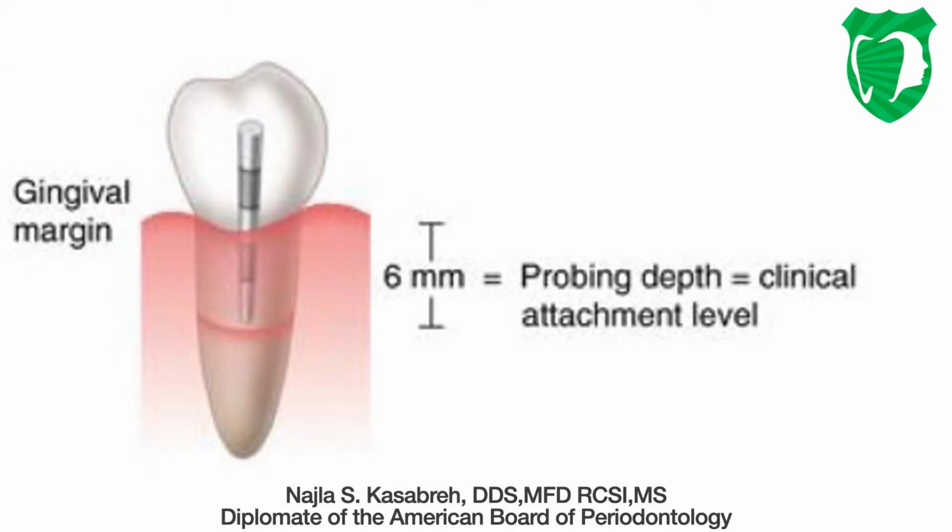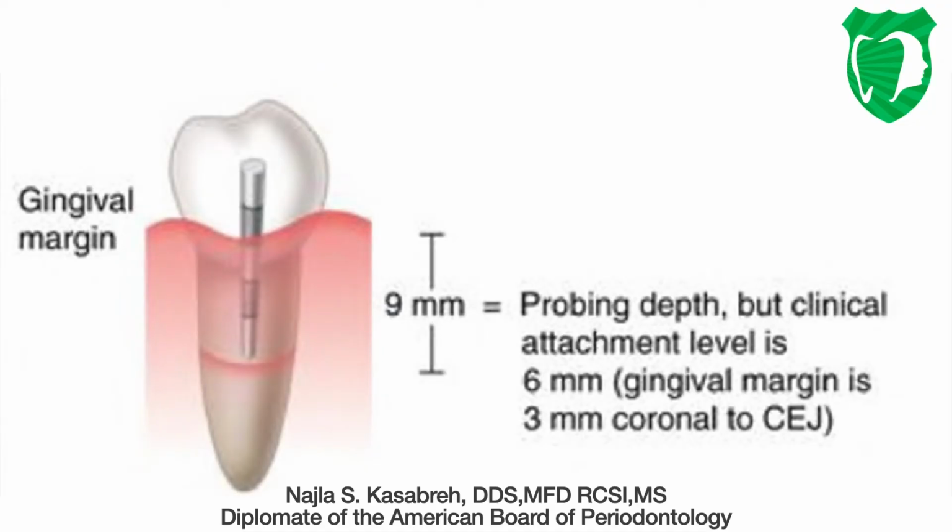Finally, we will record the clinical attachment level, which represents the distance from the cemento-enamel junction to the tip of the periodontal probe during normal probing. If the gingival margin aligns with the cemento-enamel junction, the clinical attachment level is equal to the probing depth. If the gingival margin is coronal to the cemento-enamel junction, the clinical attachment level is calculated by subtracting the gingival margin from the probing depth.